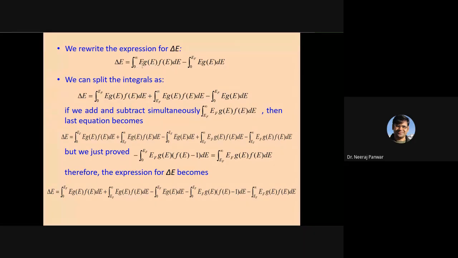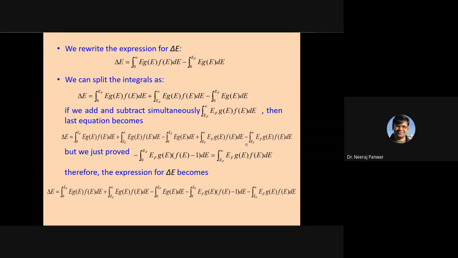So now we will have three terms on the right hand side. If we add and subtract this term simultaneously, the last equation will now have 5 terms: 1, 2, 3, 4, 5. This is the addition and subtraction of this term. So now we will have 5 terms.